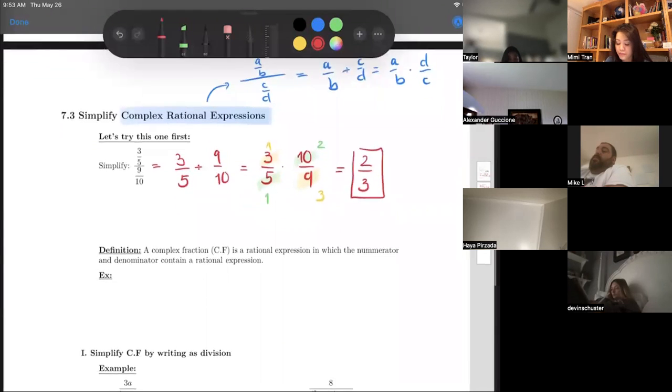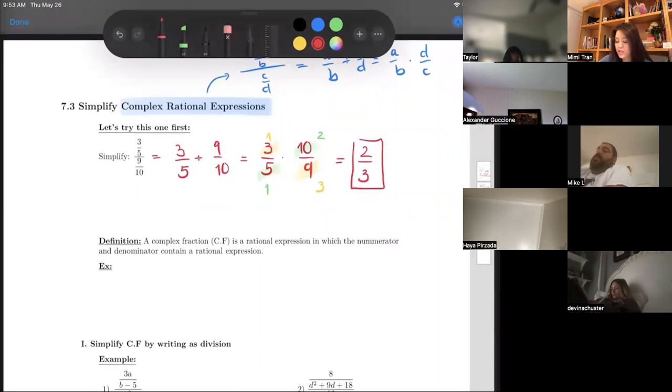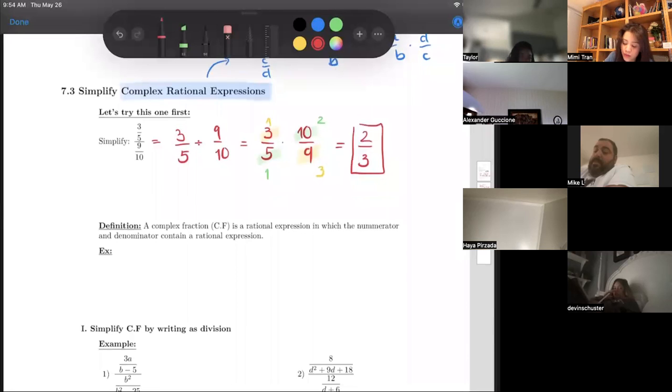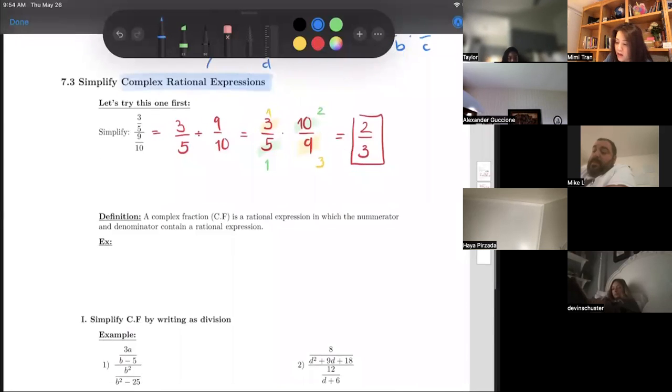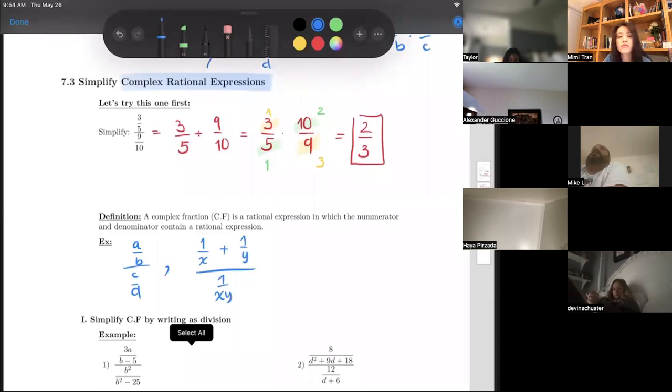So a complex fraction is a rational expression in which the numerator and the denominator contain a rational expression, just like I said. The numerator and denominator both are fractions. For example, A over B divided by C over D. That's one of them. Or I can have 1 over X plus 1 over Y divided by 1 over XY. That's another example. So, fraction on top of fraction.